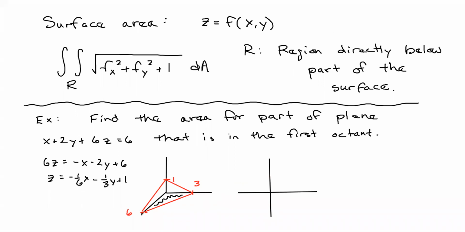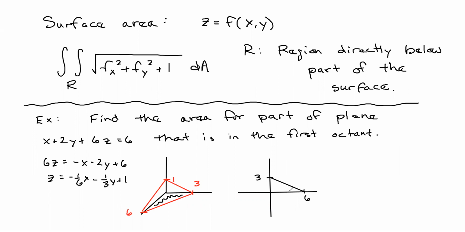What do we know about it? We know that if we look straight down, you just see the x and the y-axis. So we know we're going to have an x-intercept of 6 and a y-intercept of 3. We're going to have the line like that. All right, and so this is going to be our region that's directly beneath. That's going to be our R. And so we need to figure out how to add across that region.